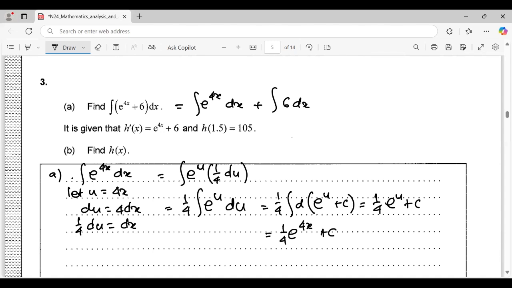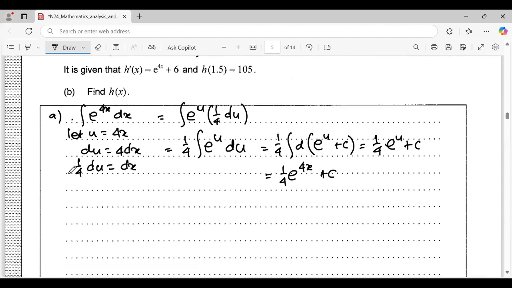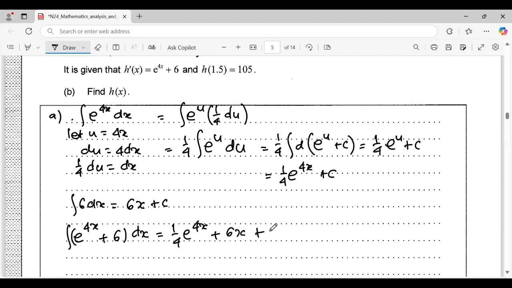And how about the integral of 6 dx? The integral of 6 dx equals 6x plus c. So the integral of e power 4x plus 6 dx equals 1/4 e power 4x plus 6x plus c. Okay, that's the integral.